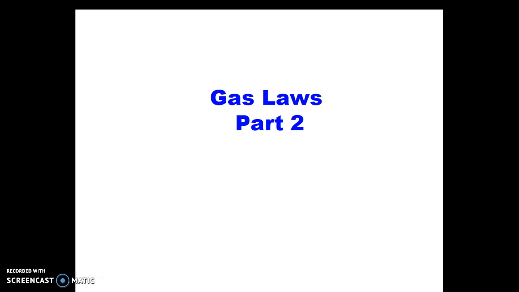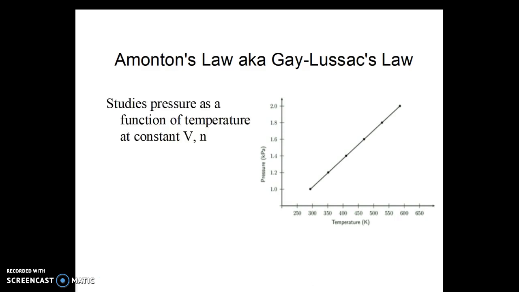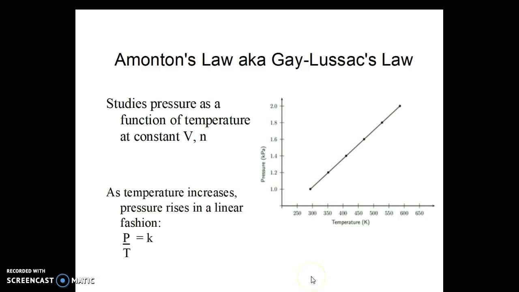This is part 2 of our discussion of the gas laws. We want to first quickly look at Amontons' law. This is also known as Gay-Lussac's law. It studies the pressure as a function of temperature at a constant volume and number of moles. And when we do that, we see that as temperature increases, pressure rises, and it is a straight line relationship.